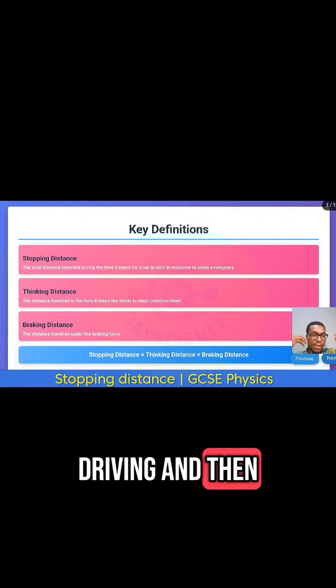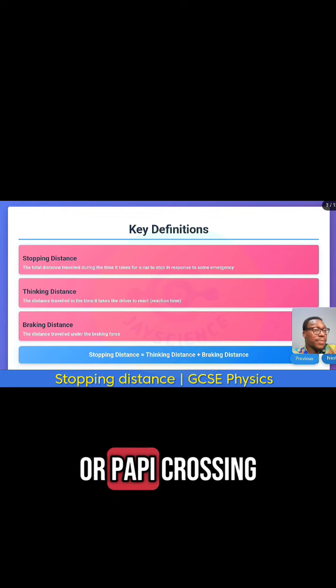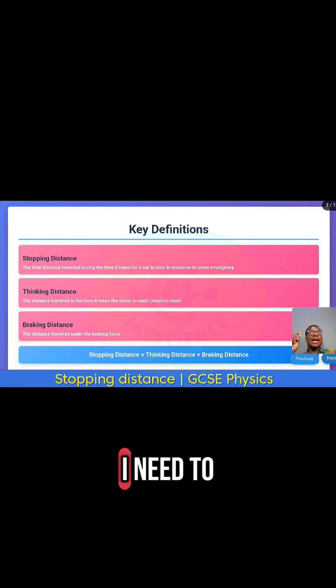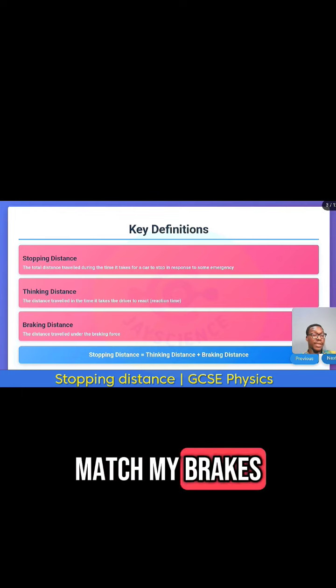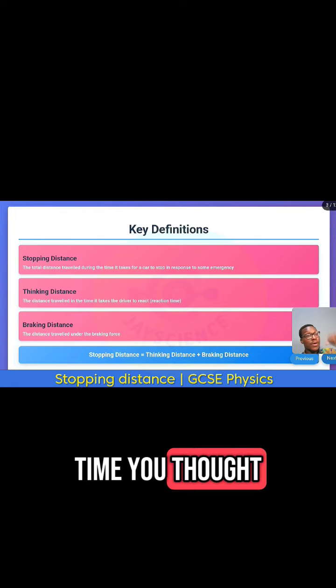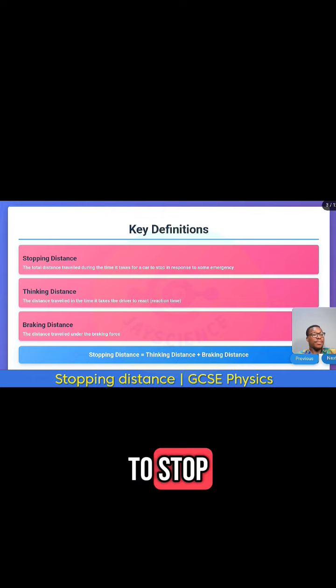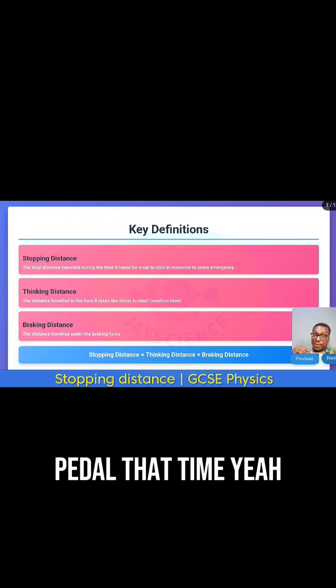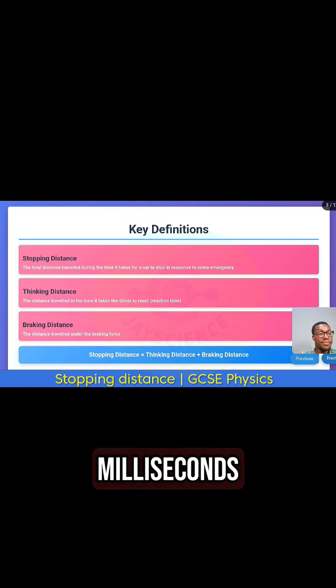You're driving and then you saw a baby, a kid, or a puppy crossing the road, and you're like, oh snap, I need to match my brakes. So from the time you thought in your mind that I've got to stop, and then you placed your foot on the pedal, that time, yeah, it could be milliseconds.